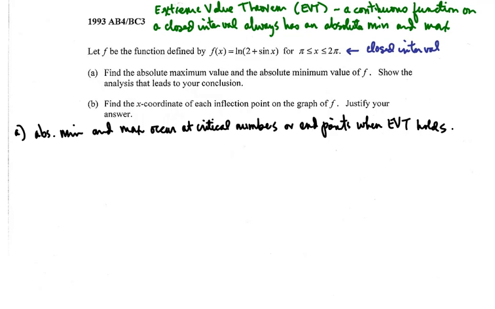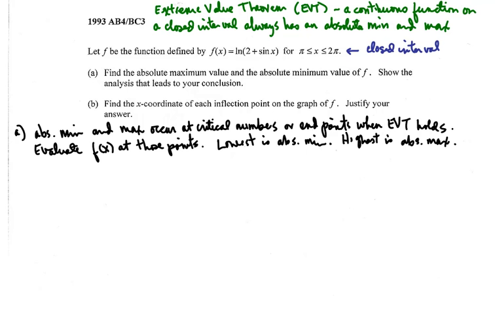Since we're given a closed interval, we know that the extreme value theorem holds, and so absolute min and absolute max values will occur at critical numbers or endpoints. So we need to find the critical numbers. We will find the critical numbers and the endpoints. We will evaluate the original function at those points. The lowest will be the absolute minimum. The highest will be the absolute maximum.